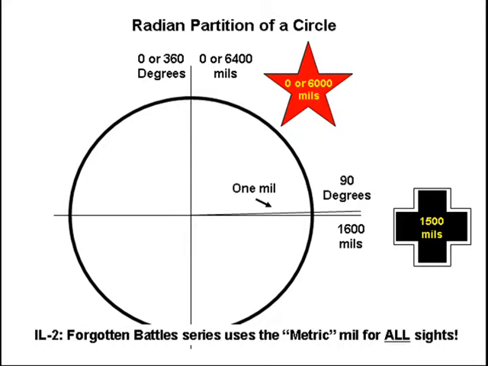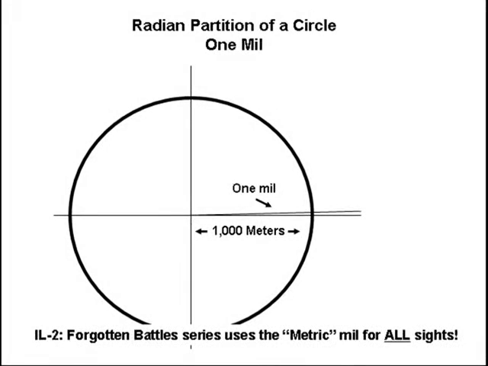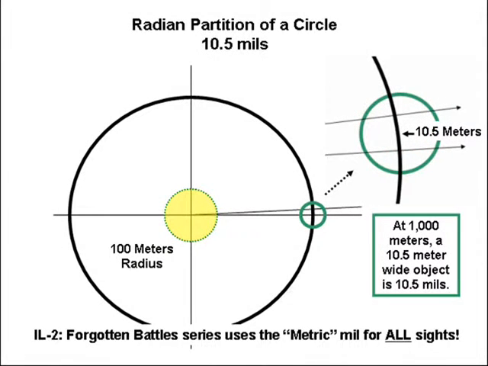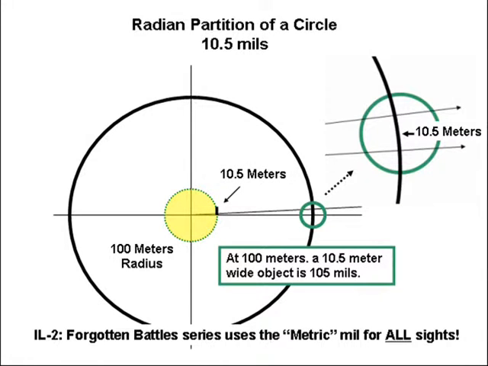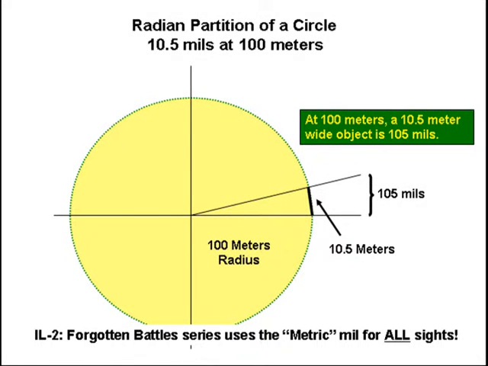1 mil is pretty interesting because it's got some unique characteristics. So we're going to concentrate on what just 1 mil does. The really neat thing is if you take 1 mil at a radius of 1,000 meters, the distance on the circle is 1 meter. To get 10.5 meters, we use 10.5 mils. Now let's take that distance down to 100 meters. At 100 meters, that 10.5 meters is 105 mils. At 105 mils, at 100 meters, the object is 10.5 meters wide. Who cares? Why is this important?